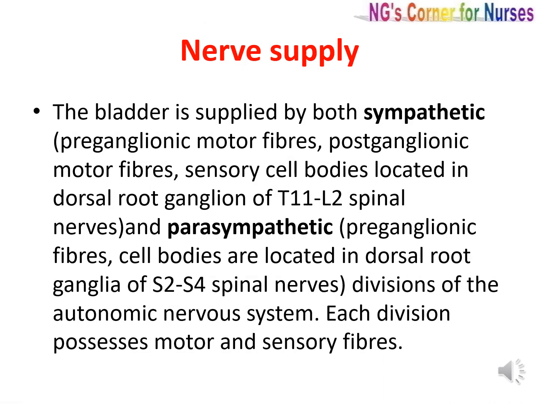Next, coming to the nerve supply, the bladder is supplied by both sympathetic and parasympathetic divisions of the autonomic nervous system. Sympathetic includes the preganglionic motor fibers, postganglionic motor fibers, and sensory cell bodies located in the dorsal root ganglion of 11th thoracic to 2nd lumbar spinal nerves. And the parasympathetic includes preganglionic fibers, with cell bodies located in dorsal root ganglia of 2nd sacral to 4th sacral spinal nerves. Each division possesses motor and sensory fibers.